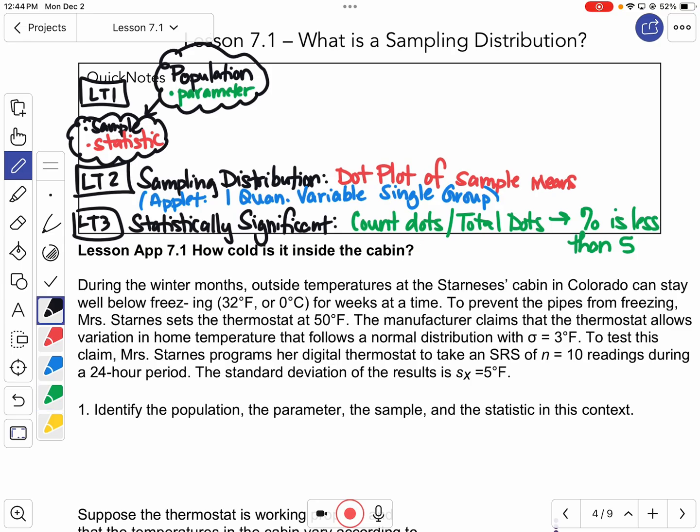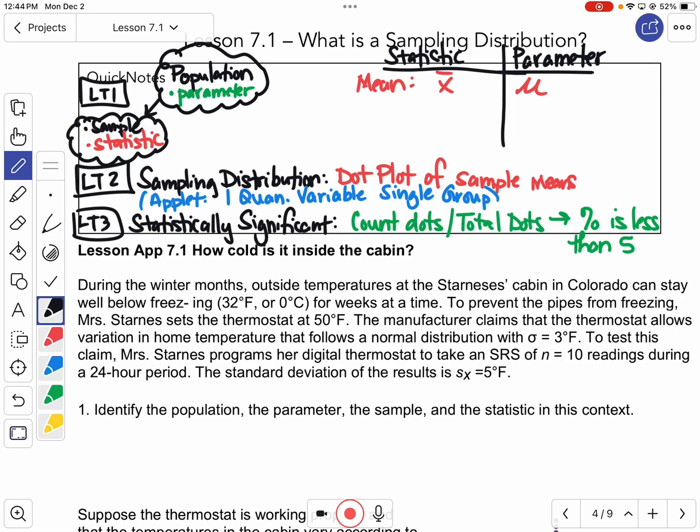Now, I want to show you some symbols they use for the statistic versus the parameter, so the sample versus the population. We already did mean. For the statistic, it's X bar. For the population, it's that crazy looking U. But that also applies to some of the other things that we've done before.